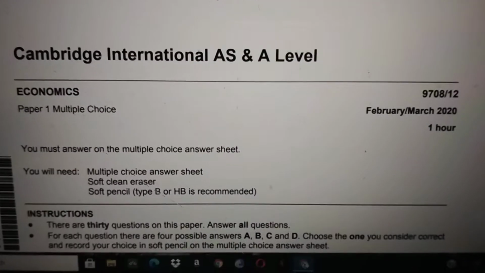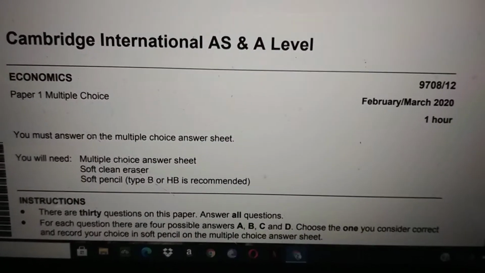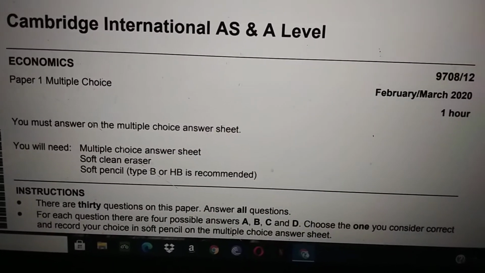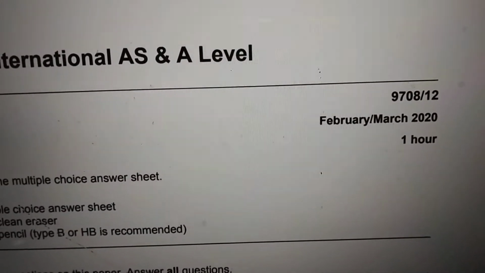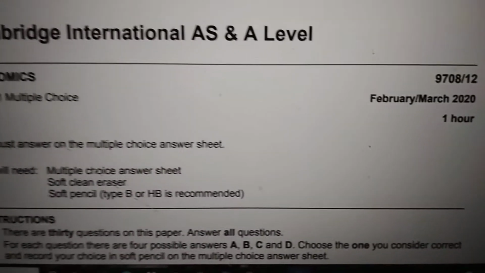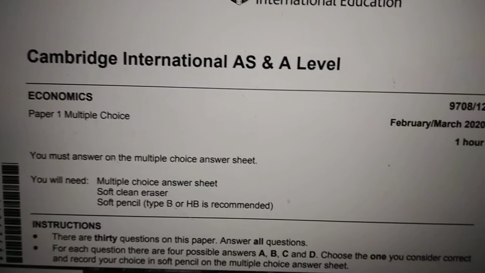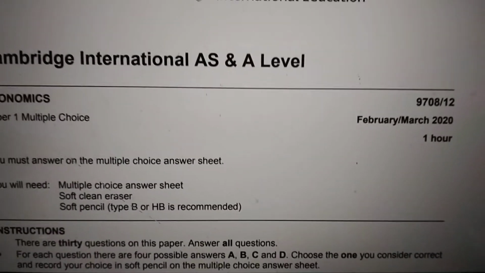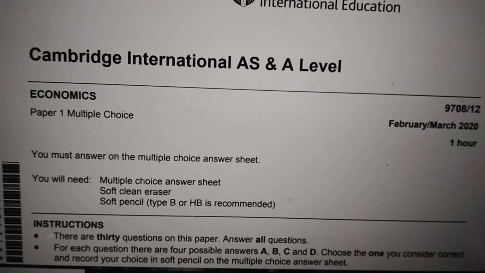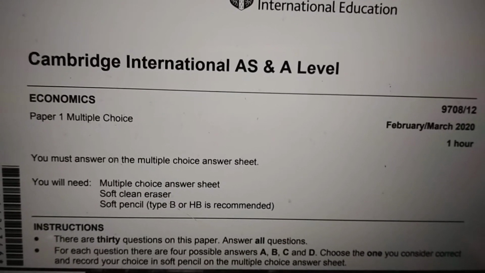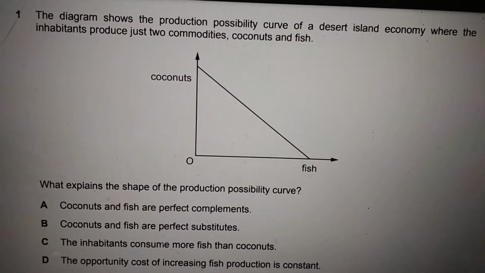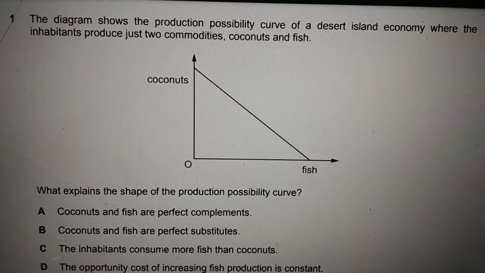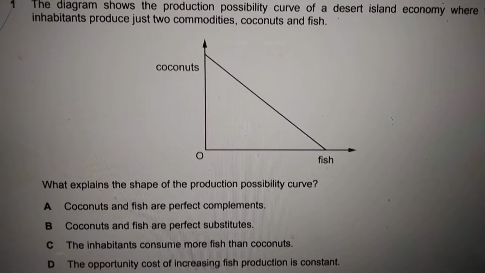Bismillahirrahmanirrahim. Today, students, we are looking at the AS level paper, economics, paper 1, and specifically it is paper 12. The code is 9708. It's a March 2020 paper, and you have an hour to solve this A level economics MCQ paper. Today we are going to solve question number 1 till question number 10. So it means 10 MCQs I'll be solving and I'll explain with their answers.